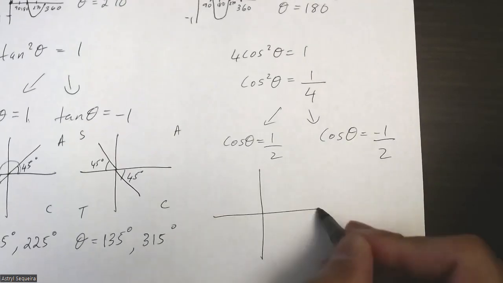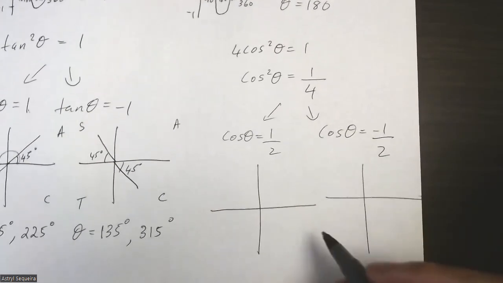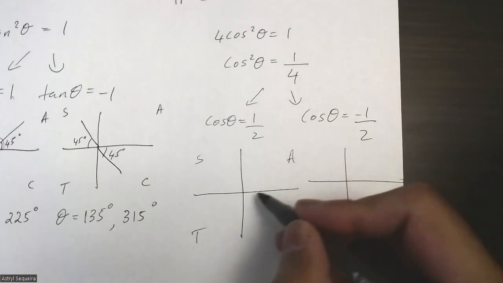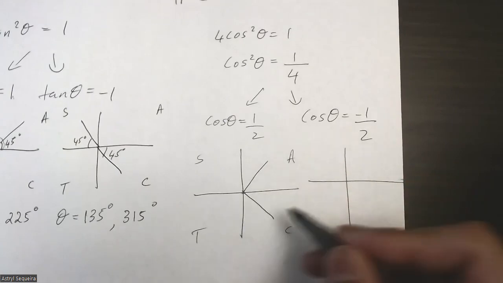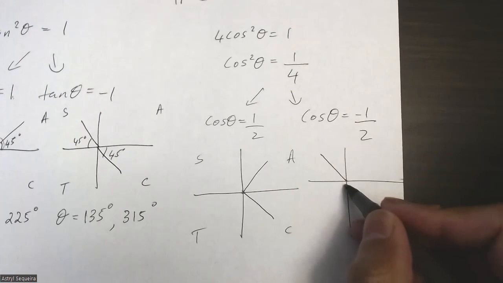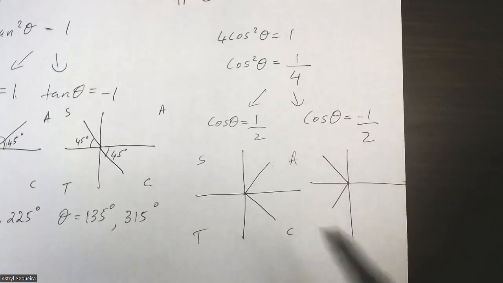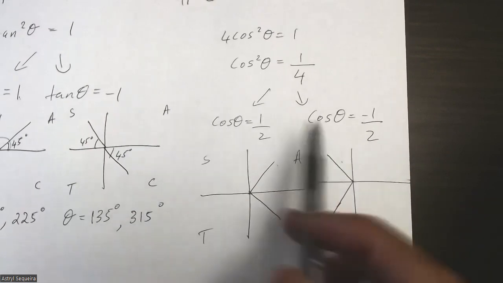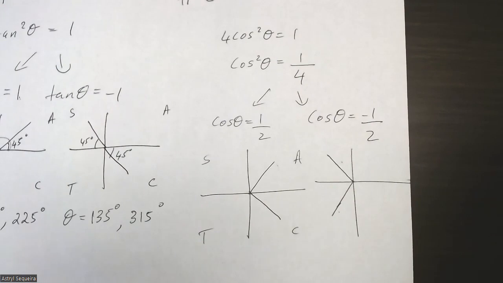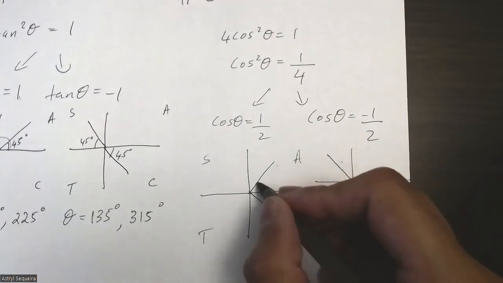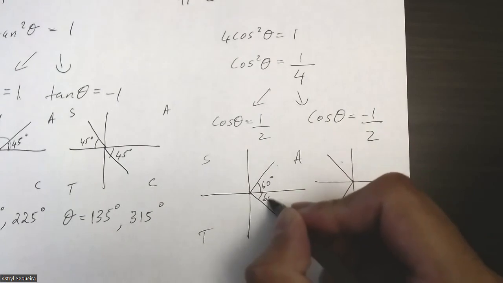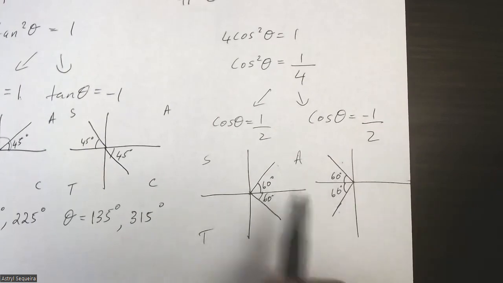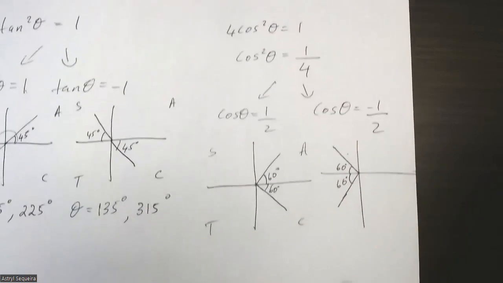I'm going to do my CAST rule again, for both of these. Cos is positive in my first and fourth quadrants, which means that cos is negative in the second and third quadrants. We're going to do the cos inverse of 1 over 2. Again, you can do this in your calculator or with a special triangle. We get the same answer of 60 degrees. All acute angles are going to be the same here because, again, the value of the ratios are the same. It's just the signs that are different.